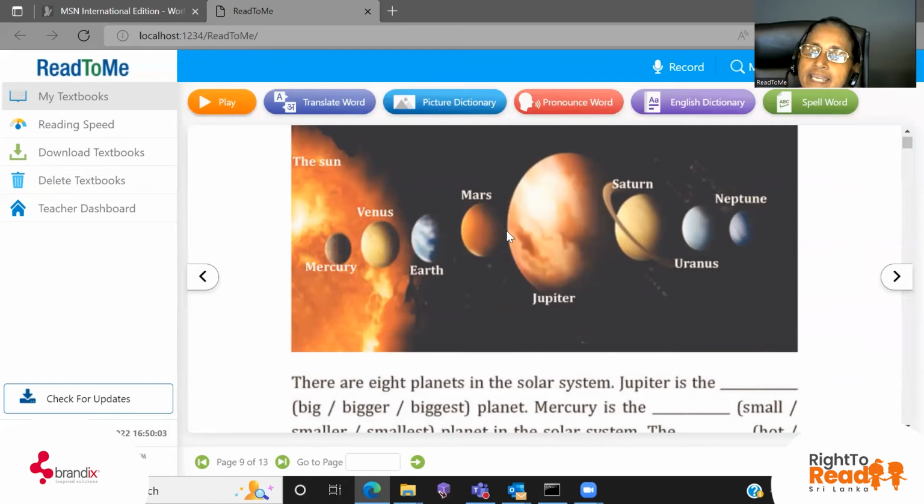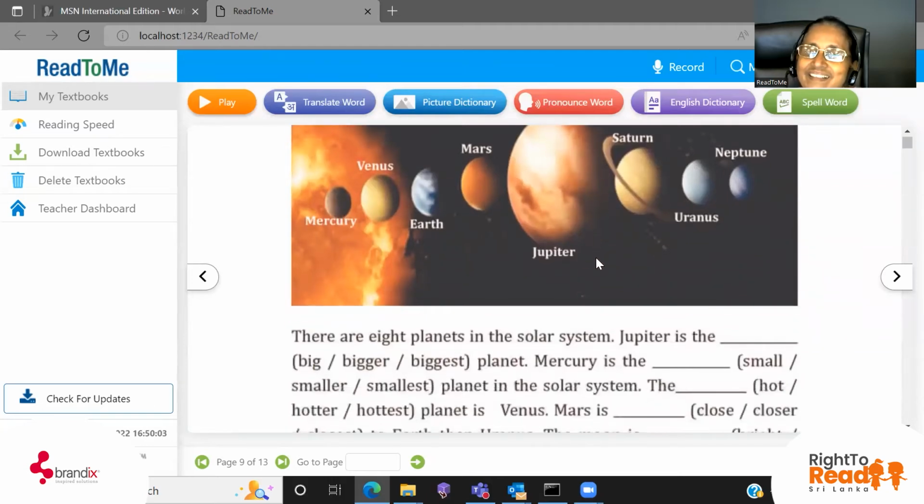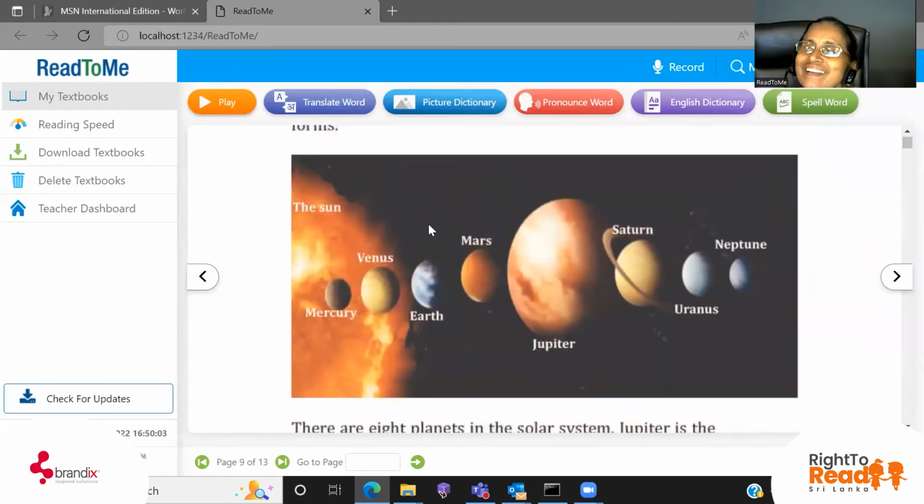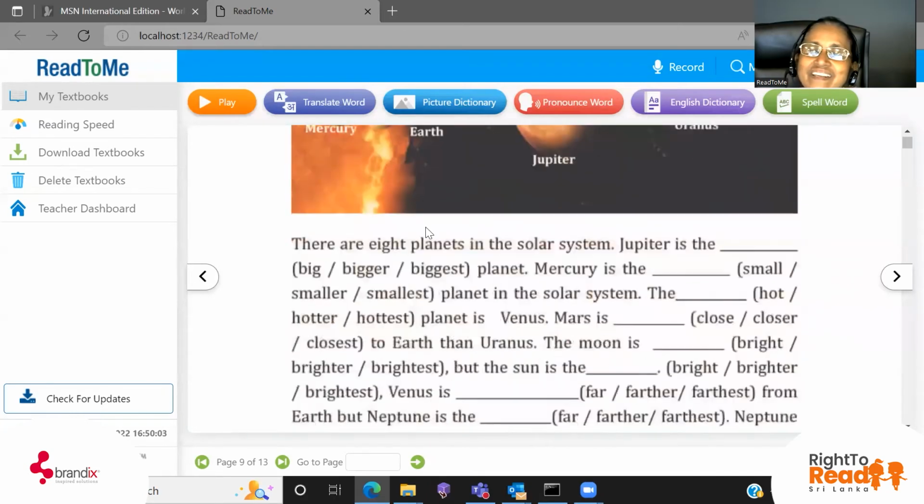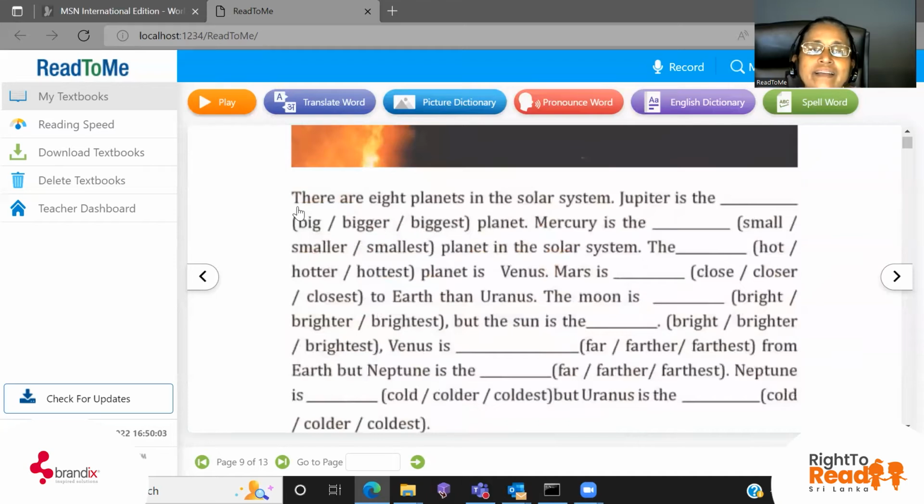Yes, 8 planets. Yes. What can you say about Jupiter? Yes, Jupiter. Then Mercury. Can you compare the sizes of these planets? Yeah. Then, shall we read the paragraph about these planets, the solar system?